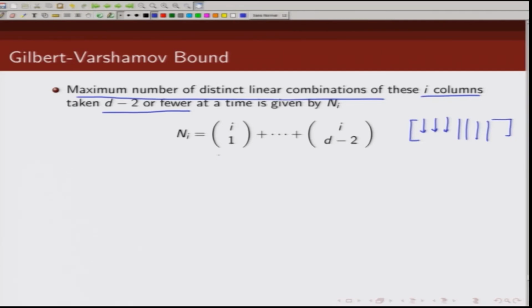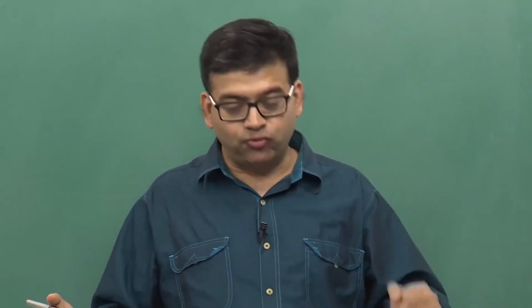If I take i columns taken 1 at a time, the number that I get is i C 1. If I take i columns taken 2 at a time, I get i C 2. Like that, if I consider i columns taken d minus 2 at a time, I get i C d minus 2. So, N_i will give me the number of possible linear combinations of these i columns taken 1 at a time, 2 at a time, 3 at a time, up to d minus 2 at a time.